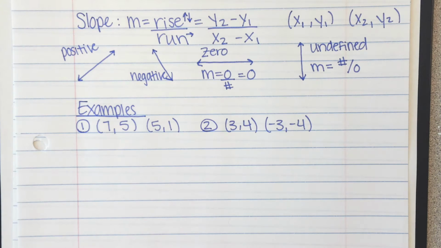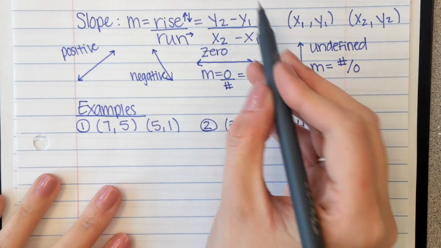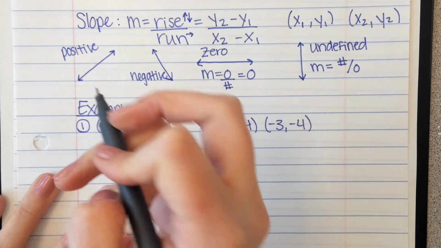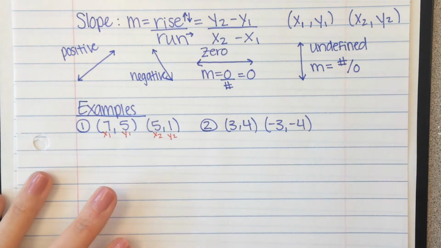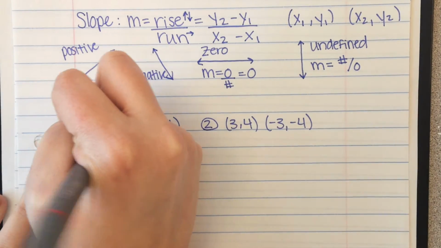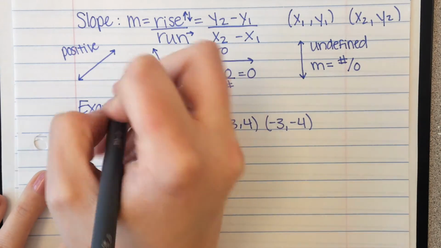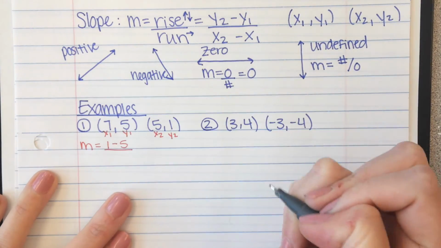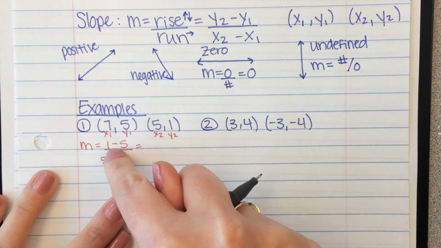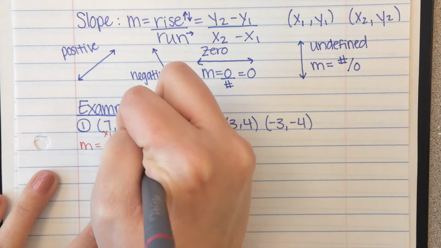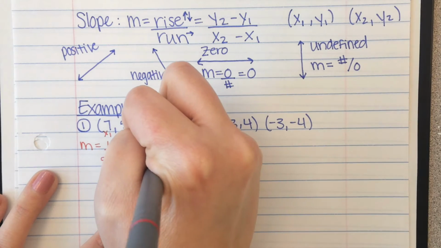Okay, now we're going to practice finding slope when given two coordinate points or two ordered pairs. I'm going to do a couple with you, and then I'm going to give you a couple to try on your own. So we're going to use our slope formula up here, and we're given two ordered pairs. If you want to, you can label x1, y1, x2, y2. And now we're just going to plug into the formula. So we have y2 minus y1. So that's 1 minus 5 over x2 minus x1, so that's 5 minus 7. 1 minus 5 is negative 4. 5 minus 7 is negative 2.